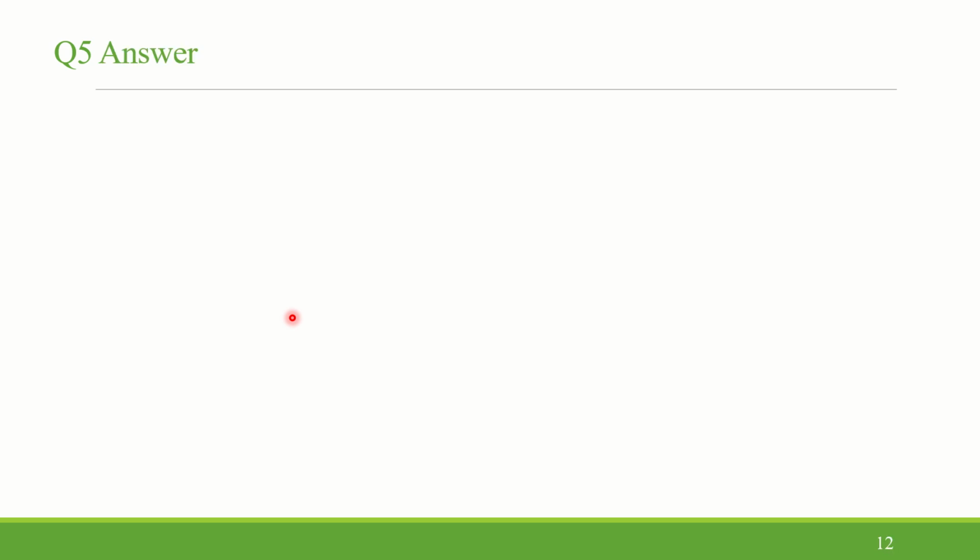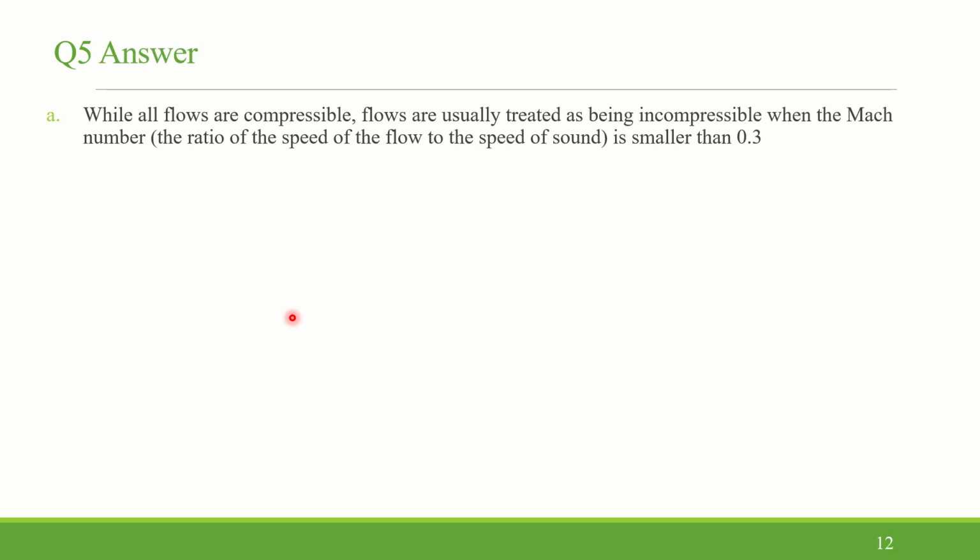We have a brief answer discussion here for question 5. While all flows are compressible, flows are usually treated as being incompressible when the Mach number is smaller than 0.3. Ideally speaking, a flow can be compressible, and when the Mach number is less than 0.3, we call the flow incompressible.